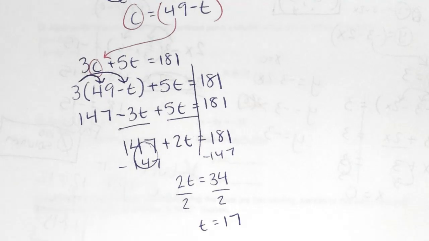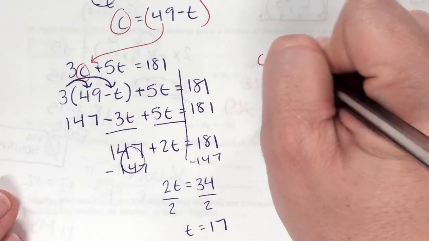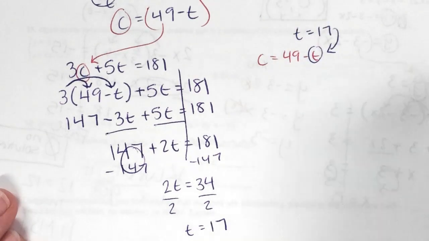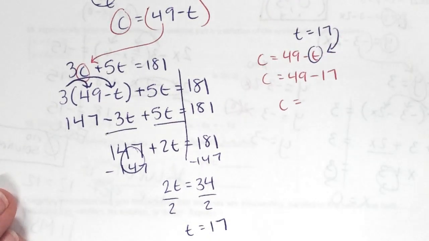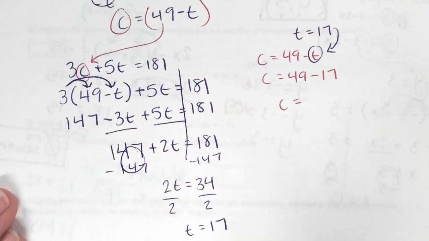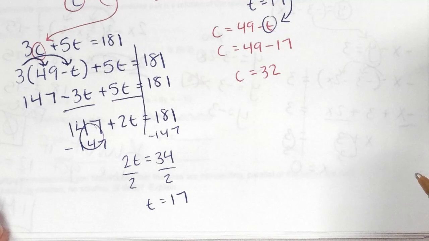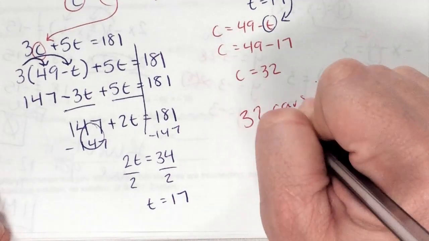Am I done? No, because I also need to find c. But I'm going to use my substitute equation, which is c equals 49 minus t. And I know that t equals 17. So I'm going to replace t with 17. And I get 49 minus 17 equals 32. So what's my final answer? 32 cars and 17 trucks.